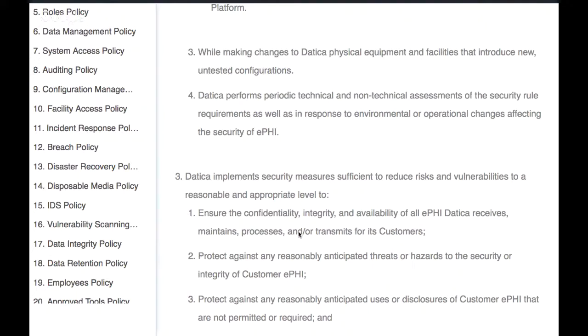Datica implements security measures sufficient to reduce risks and vulnerabilities to a reasonable and appropriate level. So basically, they're saying Datica will implement security measures sufficient to reduce risks and vulnerabilities to a reasonable and appropriate level to ensure the confidentiality, integrity, and availability of all EPHI Datica receives, maintains, processes, and or transmits for its customers.